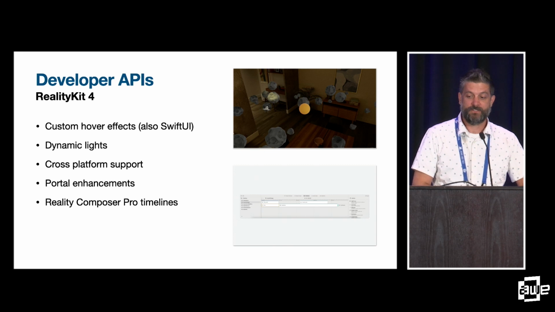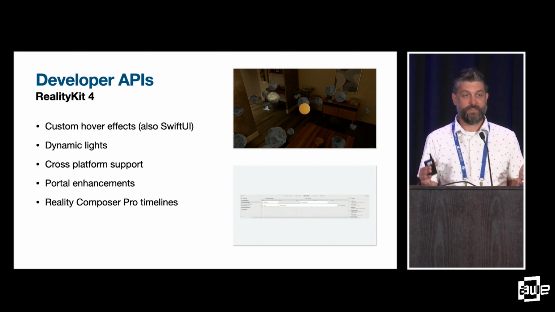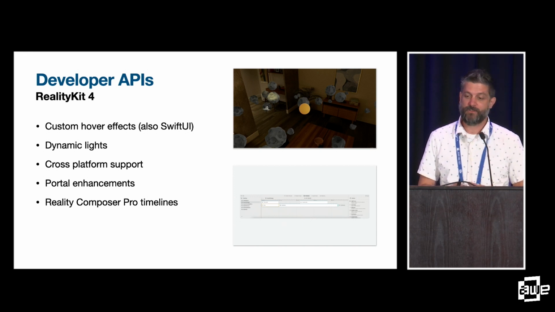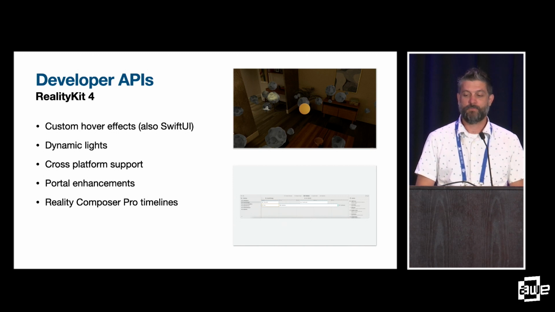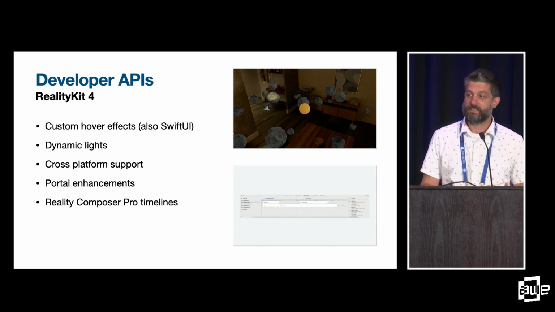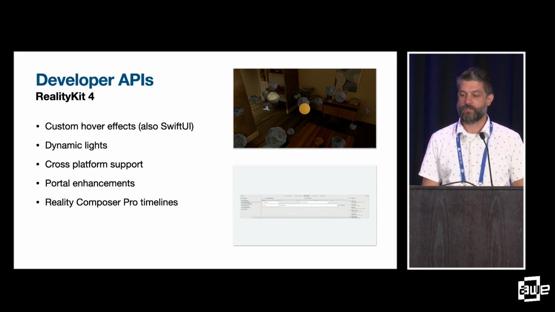Reality Composer Pro timelines. So these let you author timelines and animations within Reality Composer Pro. You can animate entities that are within your scene. You can spin or translate different things, and you can also perform actions on this timeline. So you can do things like play an audio, or you can post a notification that you actually respond to within your code.